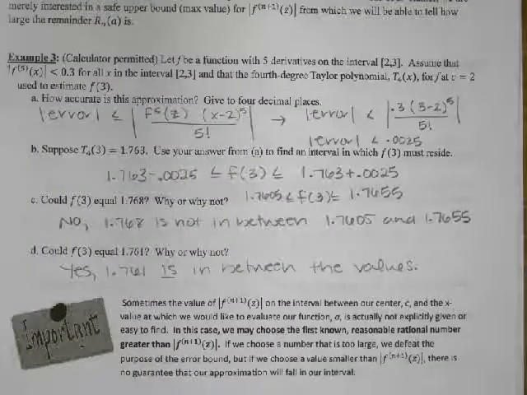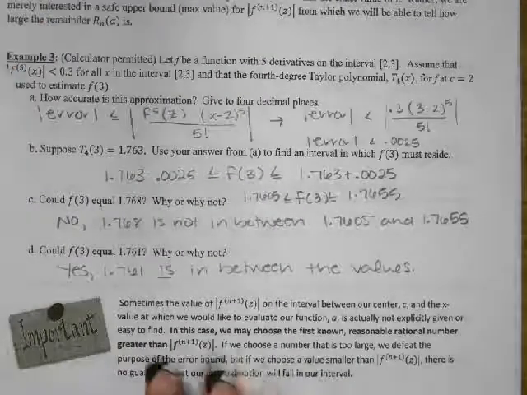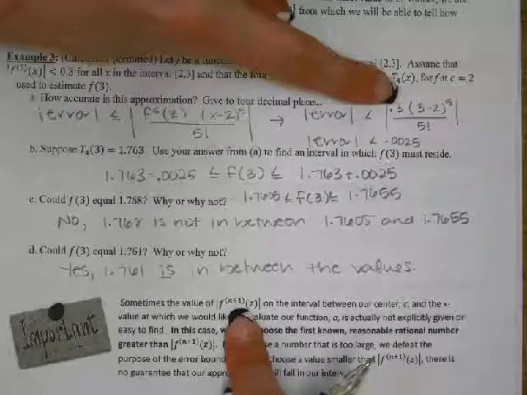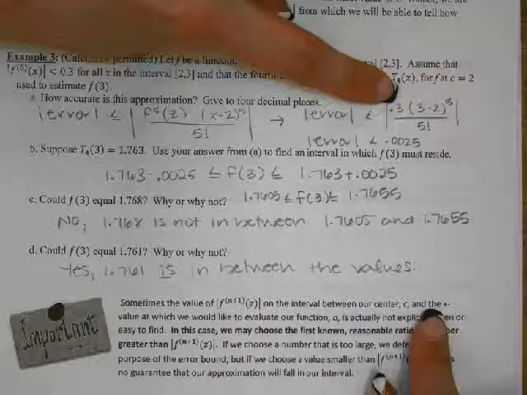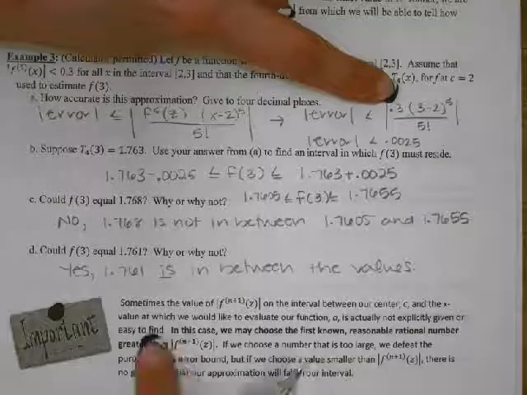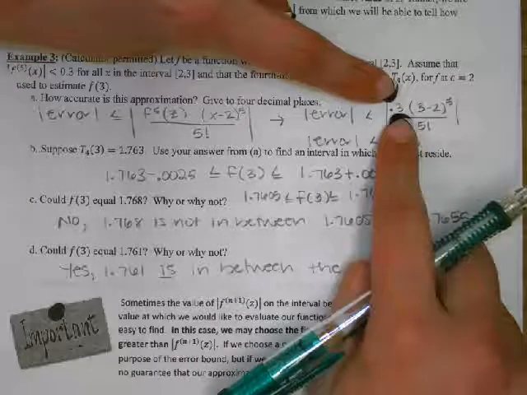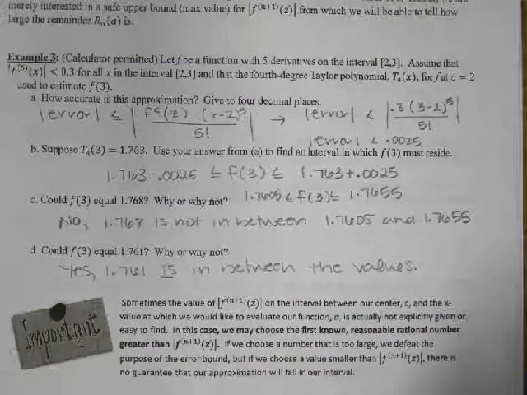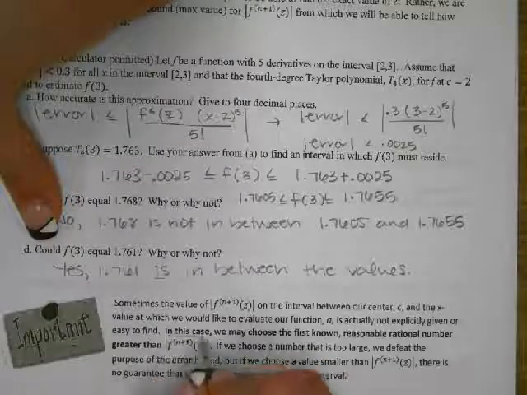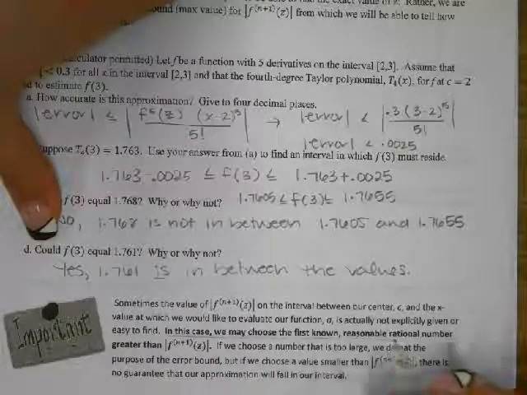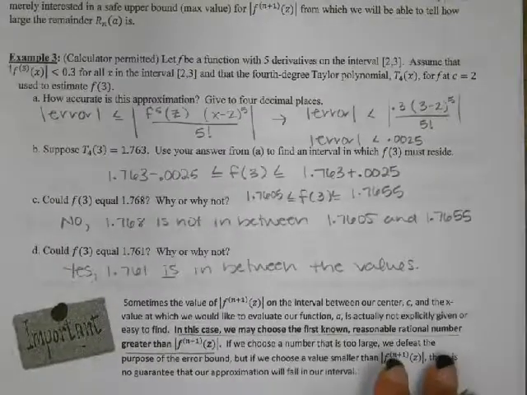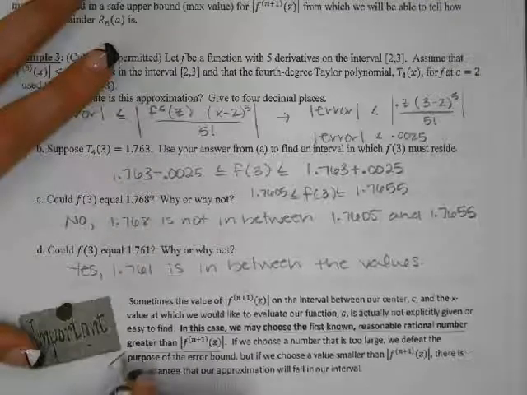All right. So what they're saying next in this little important notice here is that sometimes the value, we had 0.3 for this, sometimes this value is not explicitly given or easy to find. So sometimes they don't tell you what the z is, so you can just plug it in and find it. And in this case, we may choose the first known reasonable rational number that's greater than that. So we're choosing something that's a little bit too big. This means round up, a little bit greater than that.